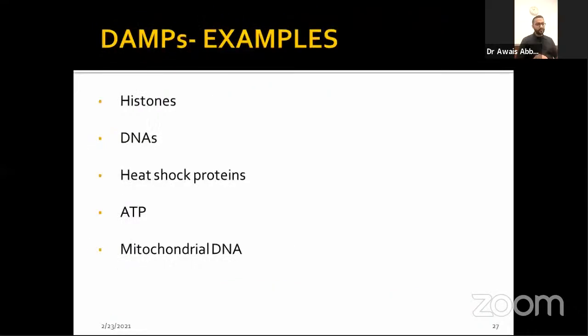These are a few examples, five of them only, of the DAMPs that have been shown in the literature: the histones, the DNA particles, the heat shock proteins, the ATPs, and the mitochondrial DNA. All these act as DAMPs, and these are released from the body's own cells, which are apoptosed, and these are then triggers to induce multi-organ failure.